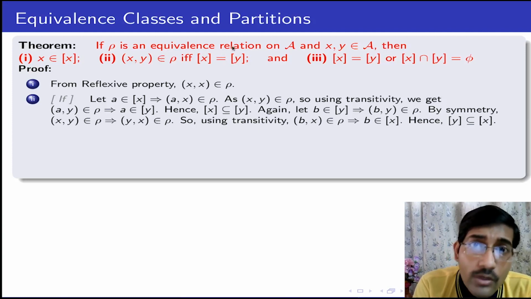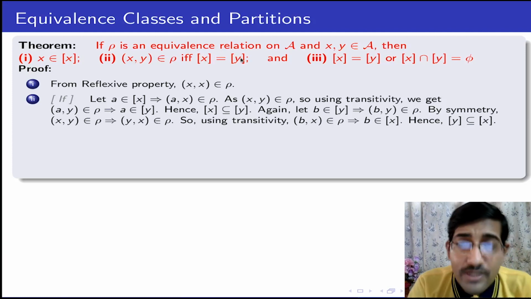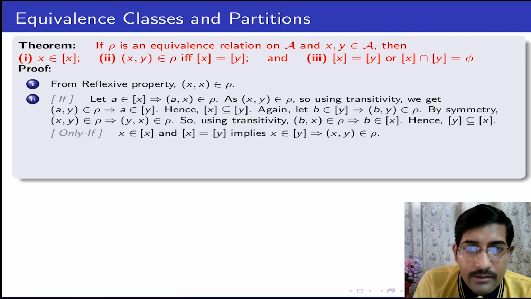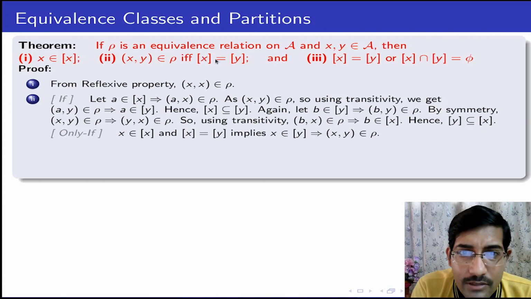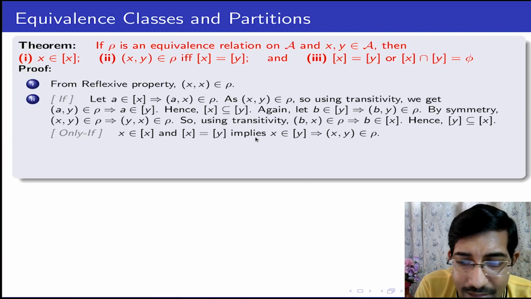Now the only part left: if these two classes are equal, then x and y should also be related. This is pretty simple, because I know that x is itself a member of the class x. Now this class x is exactly equal to class y. So I replace class x with class y. Now what does this mean? As per the definition, it means (x, y) belongs to rho.